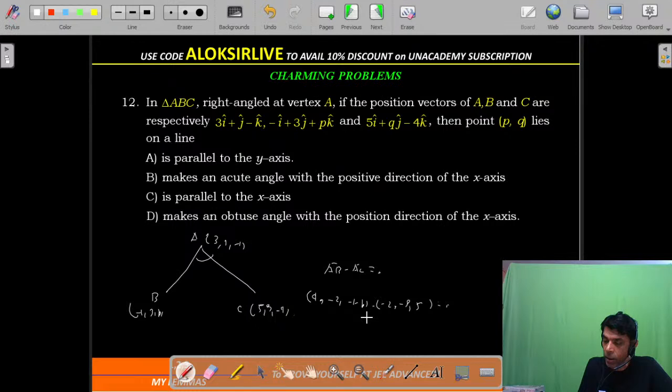What is the value you get? Can someone tell what value they got for 12? It is just a simple equation, right? So you'll get 3p minus 2q plus 13 is 0. So it tells you that it lies in a plane. And the plane makes an acute angle with the positive direction. That is clear, because positive and negative is there. The way we distinguish in 2D, same in 3D. So that is about 12.